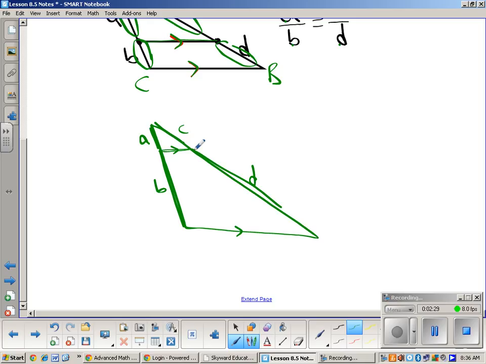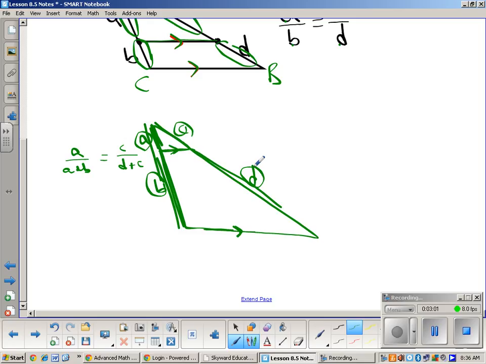Okay? So in other words, we don't have to say the little triangle is to the big triangle, meaning the whole side. We don't have to say A is to A plus B as C is to C plus D. That's true also, but we don't have to do that. Because these lines are parallel, then these segments are going to be proportional.